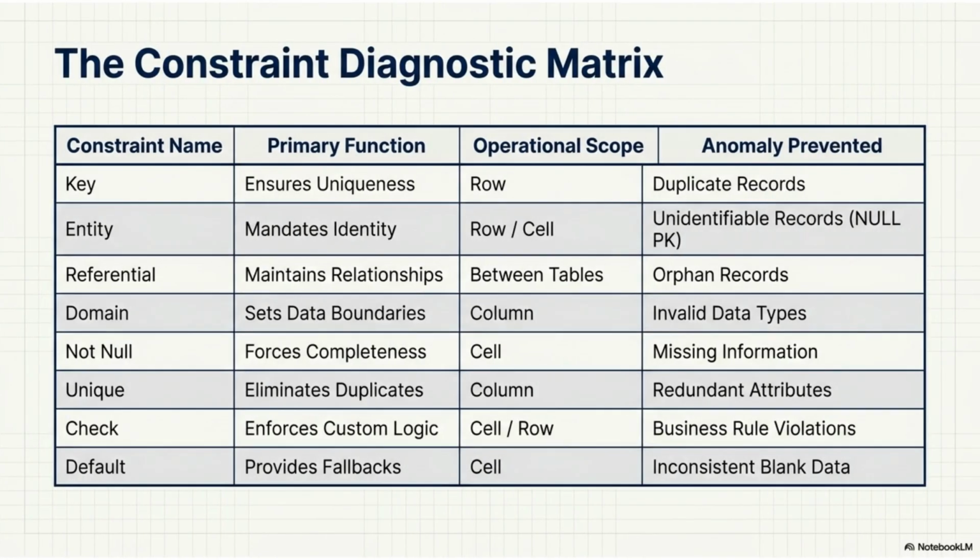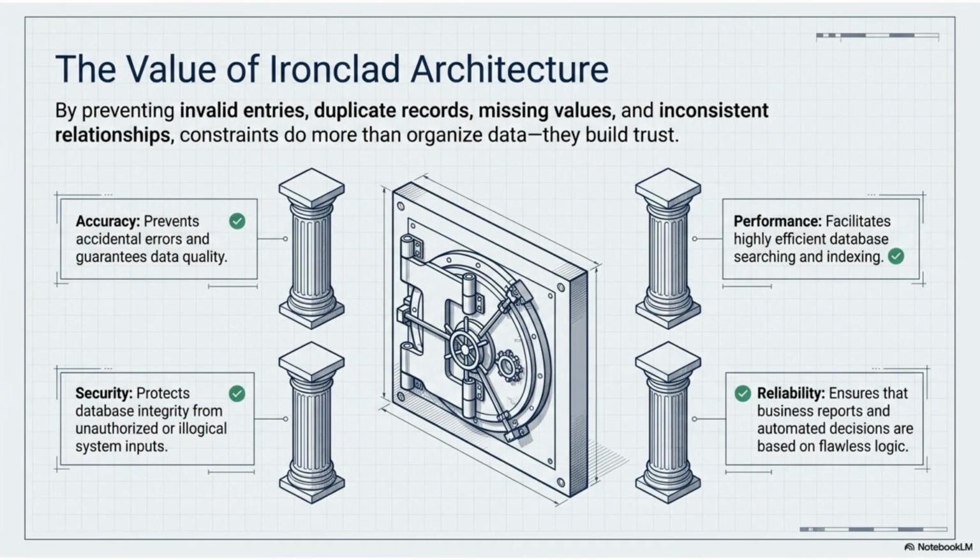The constraint diagnostic matrix summarizes the primary function, operational scope, and anomaly prevented by each constraint type. This matrix is a useful tool for understanding how each constraint contributes to data integrity. The value of an ironclad architecture is significant. Constraints prevent errors, facilitate efficient performance, provide security against illogical inputs, and ensure reliability by basing decisions on flawless data. Ultimately, constraints build trust in the system.